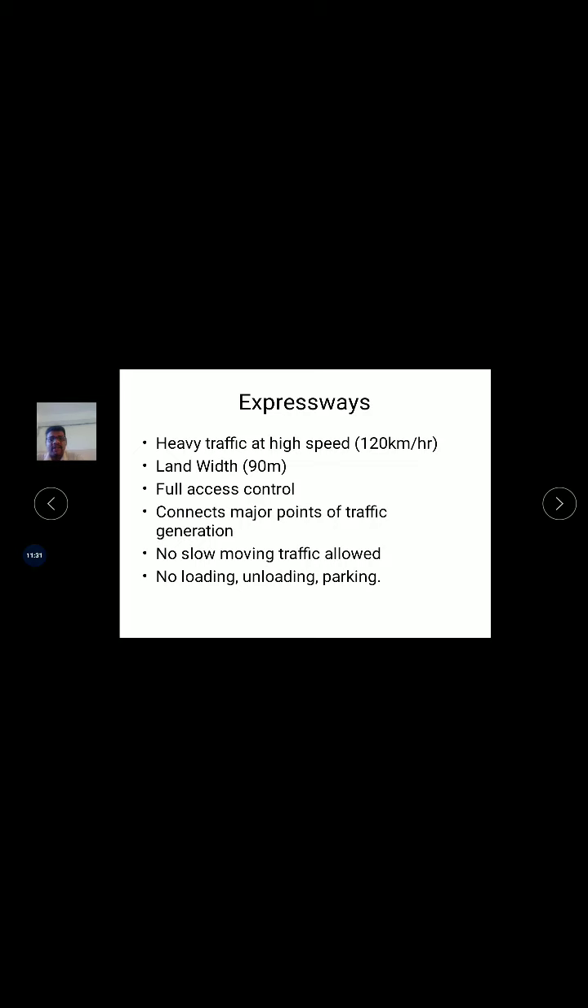While constructing these expressways, we need 90 meters of land. Full access control is by the government, and the other feature is connecting all the traffic points. No slow moving traffic is allowed. Slower vehicles are not meant for these expressways, and there is no loading, unloading or parking on this type of road because it is purely meant for speed. If we load or unload in these places, accidents or collisions may happen. So to avoid this, these are the restrictions we have chosen.